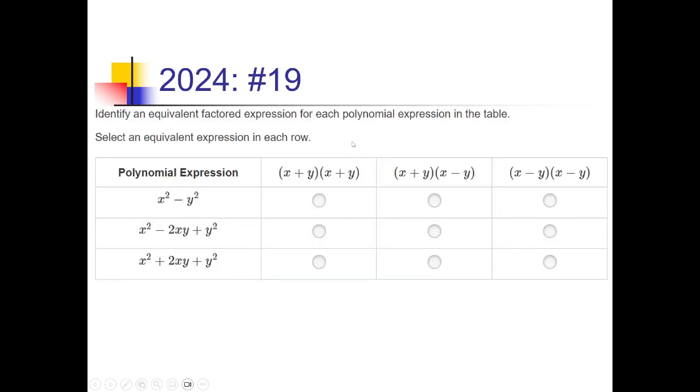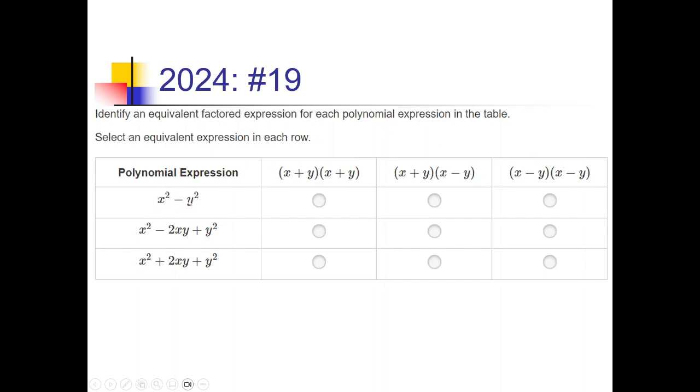For number 19, we have these polynomial expressions and factorizations for them. So you could FOIL each of these out, multiply each of these out, and see what they give you. But these are all actually kind of shortcuts as well. So if you recognize the shortcut, you can immediately pick one of these factorizations.